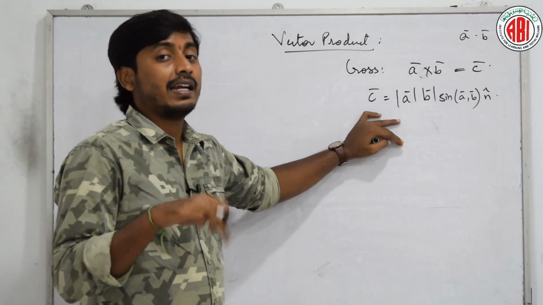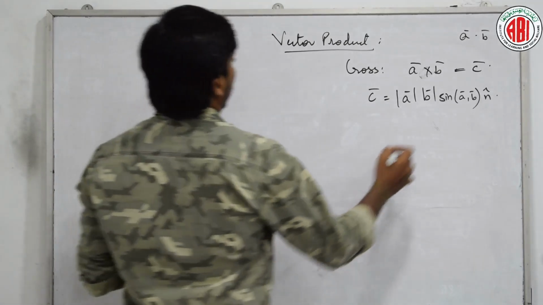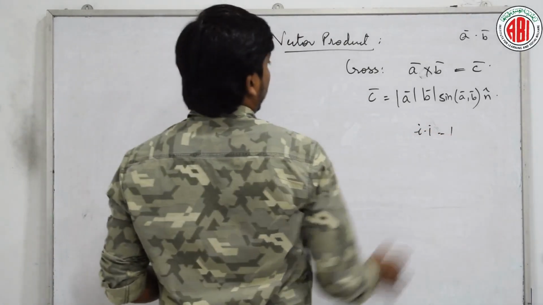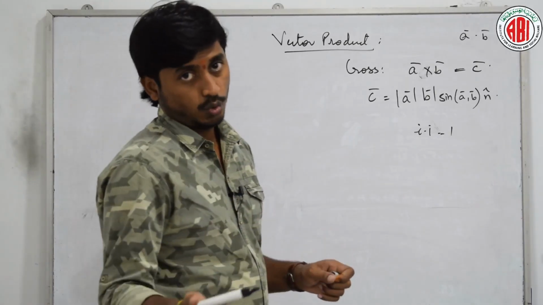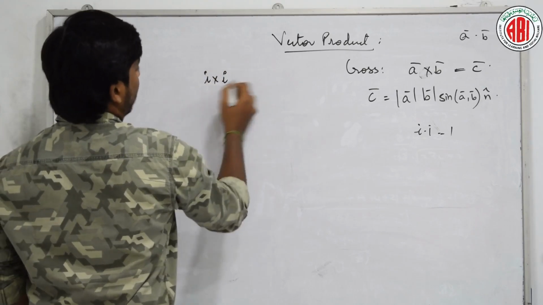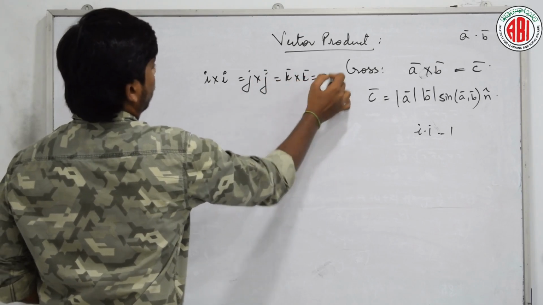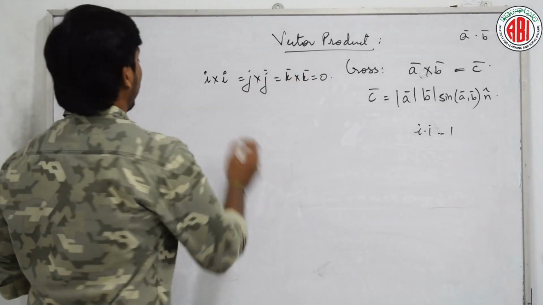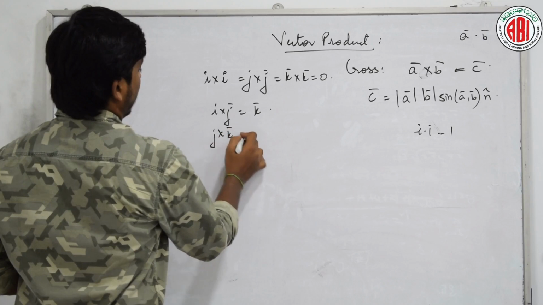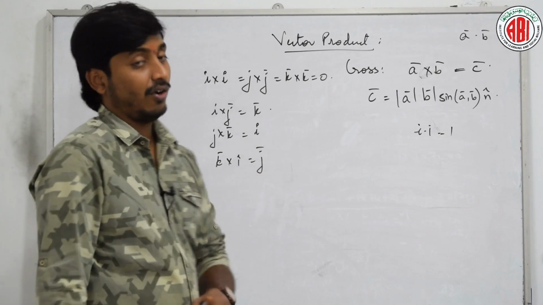Then how do we calculate in our basic mathematics, right? In the dot product, we know that i dot i, j dot j, k dot k is always 1, and i dot j or i dot k is always 0. Then what about this? Here you have to follow the order. i cross i equal to j cross j equal to k cross k is always 0. Then i cross j is k, j cross k is i, k cross i is j. You have to follow the order.